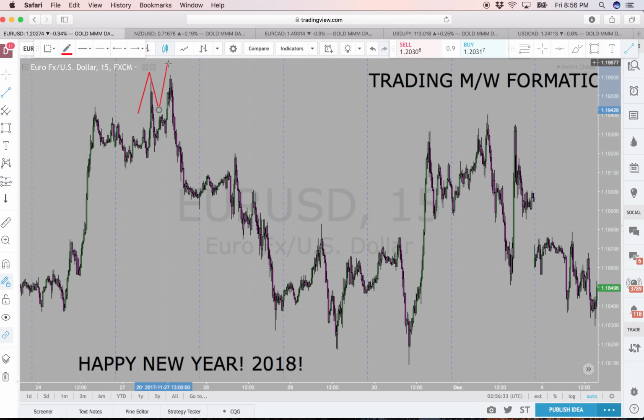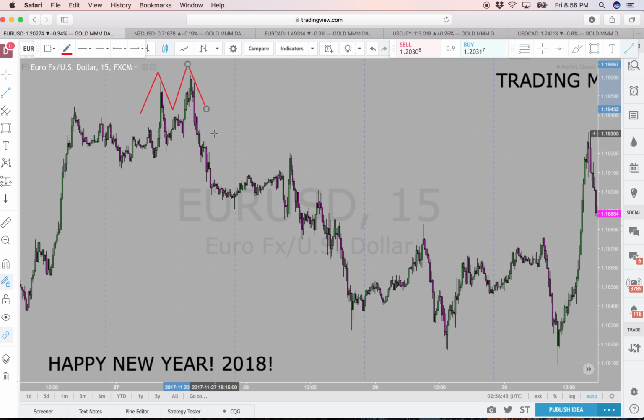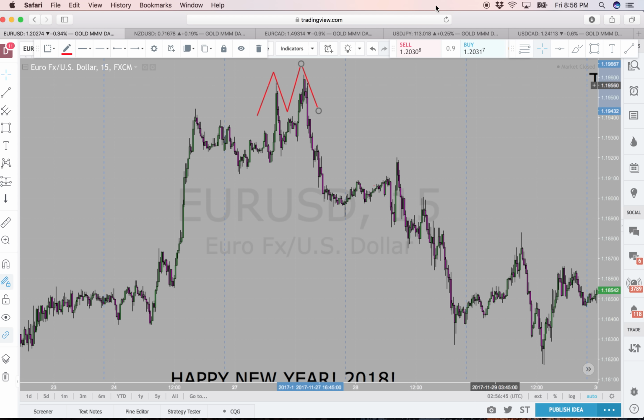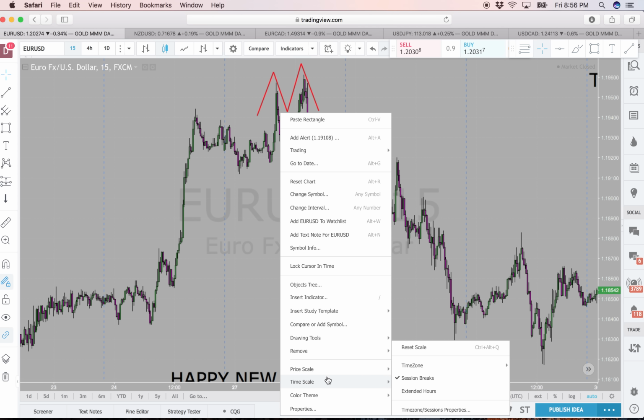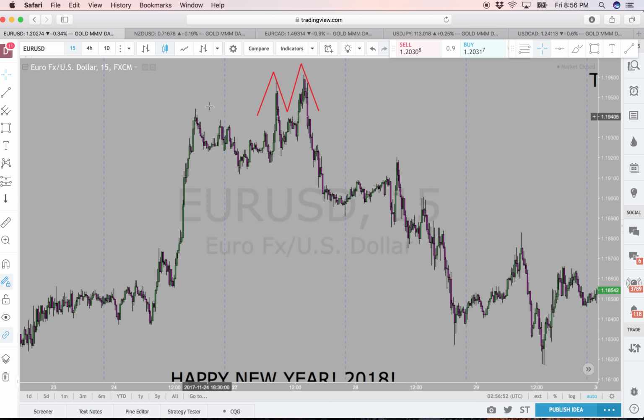Here is a very good example of an M formation. Now, why do I say this is a good example? If you are on TradingView, you can go to time scale and click on session breaks, and you can see the day markings, the daily markings right here and right here. These blue tracers every day. You can see this work in here is 1 day.